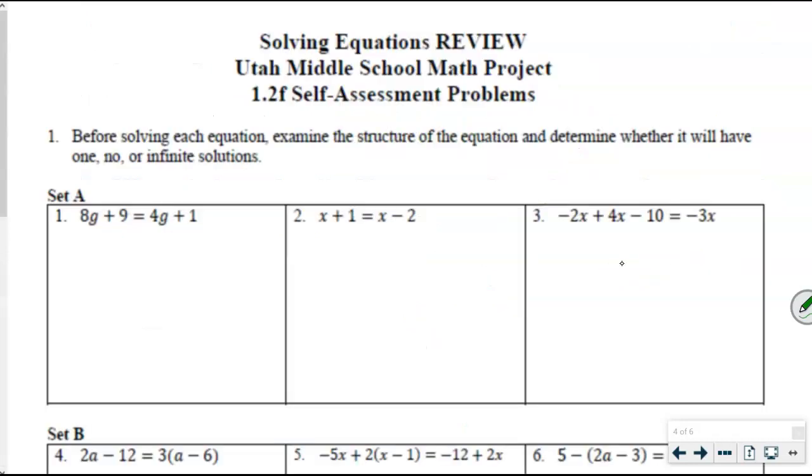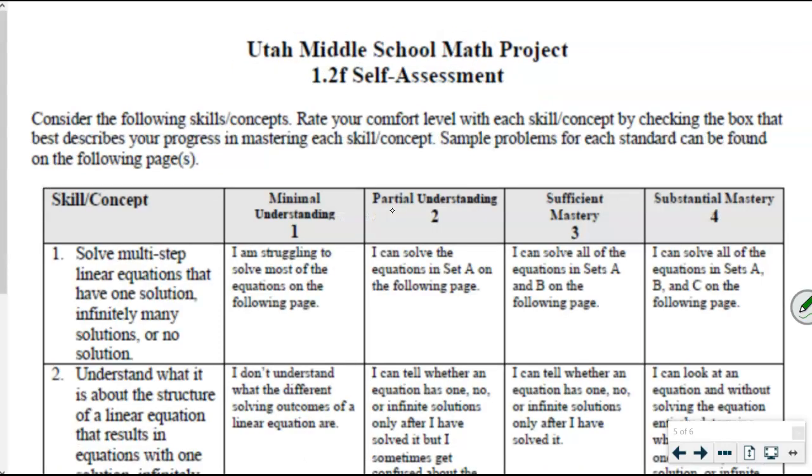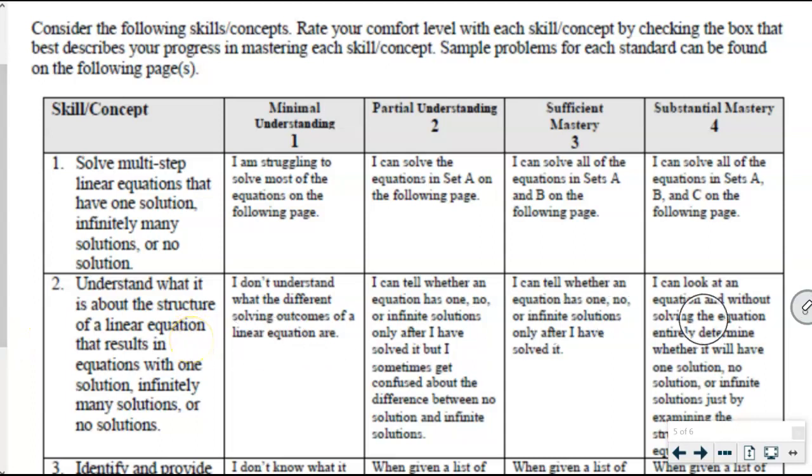So again, on this set of problems, if you read the directions, it says before solving each equation, examine the structure of the equation and determine whether it will have one, no, or infinite solutions. If you can just look at the structure without taking any solving steps and figure out if it's one solution, infinite, or no solutions, then you can probably rate yourself high on this end. Nope, I'm sorry. Part 2 is where it would be. Can you see if it's one, infinite, or none just by looking at the structure? That's the second one. Rate yourself there. Then after you do that, let's solve it. Can you solve them correctly? That would be how you rate yourself on this row here.